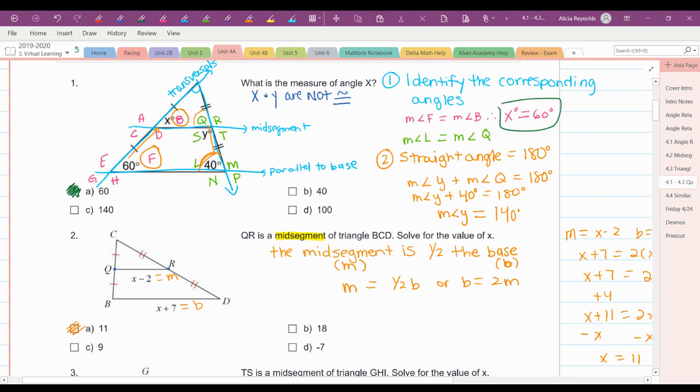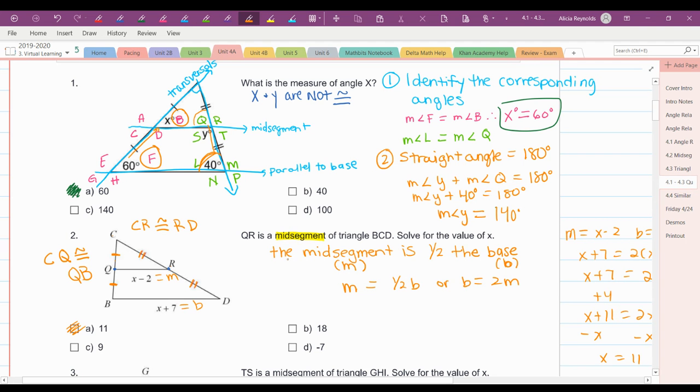Example 2 does have some mid-segment information here. So let's review what the diagram is telling us. This little tick mark and this little tick mark mean that these two segments have equal measure. So that means that CR and RD are congruent. So here we have CR is congruent, that's our symbol for congruent, to RD, and here CQ is going to be congruent to QB.